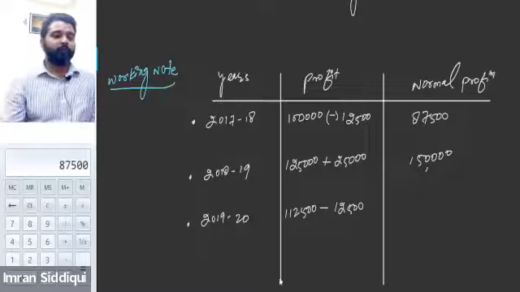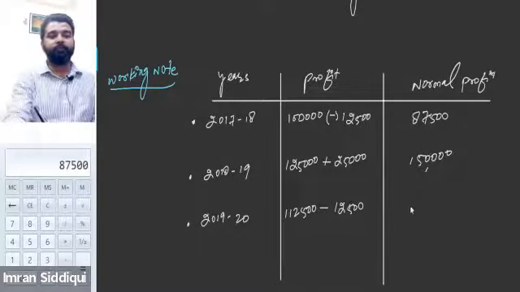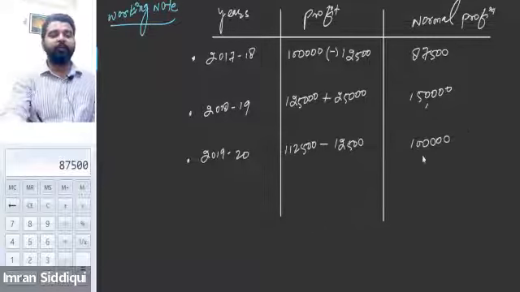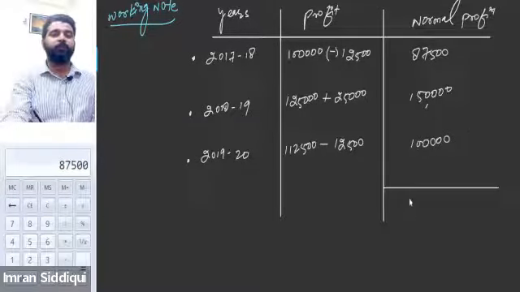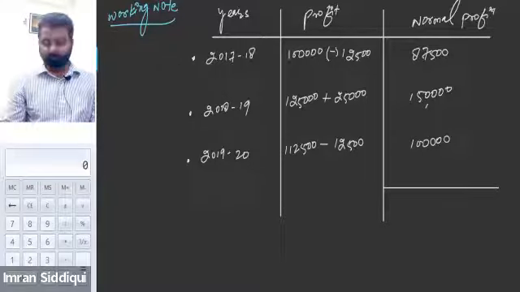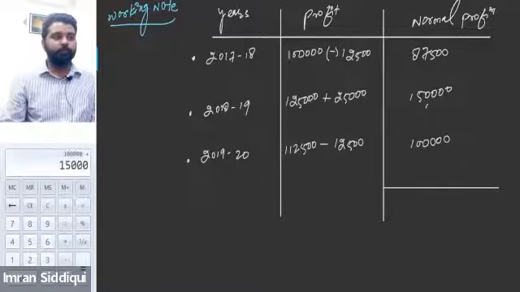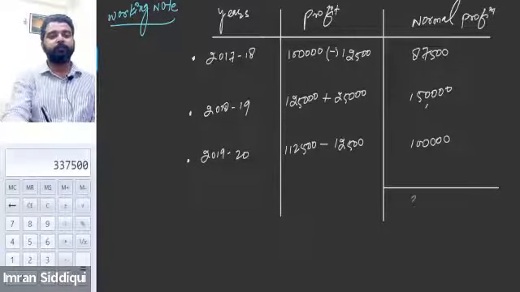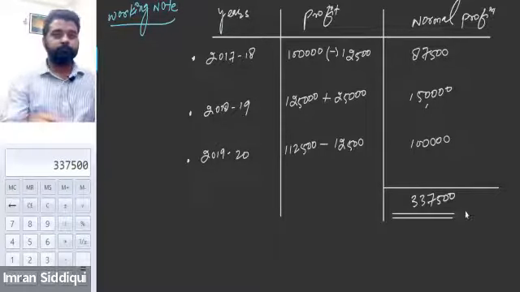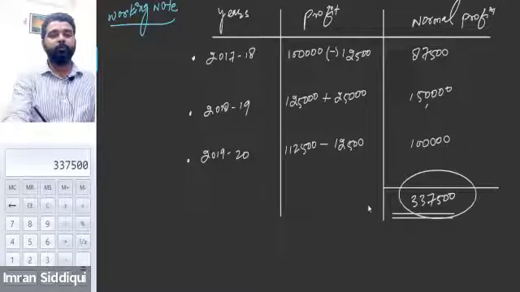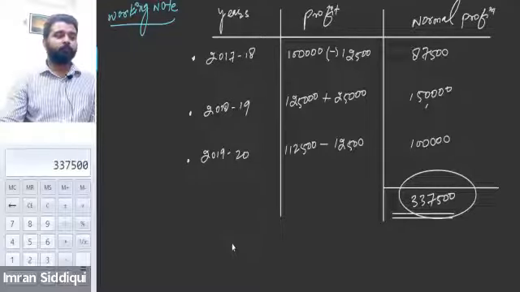Now, after subtracting 12,500, the normal profit for the year 2019-20 will be 1 lakh. So just simply add all these values. You will get the total profit: 1 lakh plus 1,50,000 plus 87,500. The total profit will be 3,37,500. Is it clear, everyone? The calculation of normal profit is clear to all of you? Yes, sir.